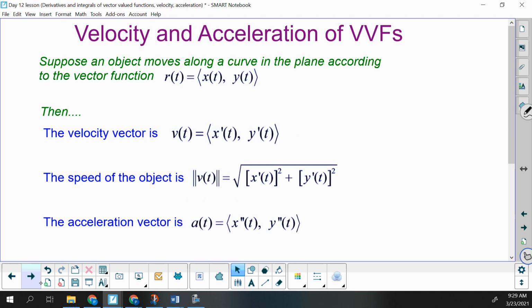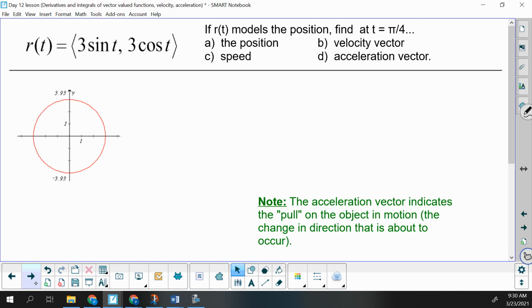Down on the bottom we have velocity and acceleration. Suppose r of t represents our position function, the location of the object in our plane. Your velocity is then your first derivative. The speed is the magnitude of the velocity vector. And your acceleration is just the second derivative of that original. So nothing too earth-shattering there. If we go to the next page, we're going to practice finding each of these things.